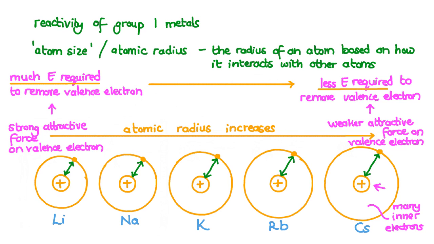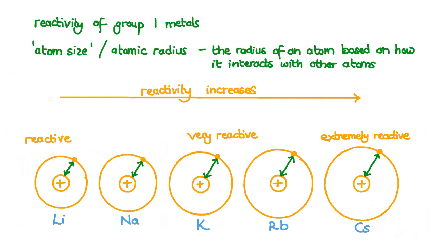So, moving down the group from lithium to cesium, or in this case from left to right, we can see that there is a trend in the energy required for a reaction. Less and less energy is required as we go down the group. The ease with which a reaction occurs increases, and so we say that the reactivity increases. Now, lithium is rather reactive with water, oxygen, and halogens, for example. Potassium and rubidium are very reactive, and at the bottom end of the group, the elements are extremely reactive.